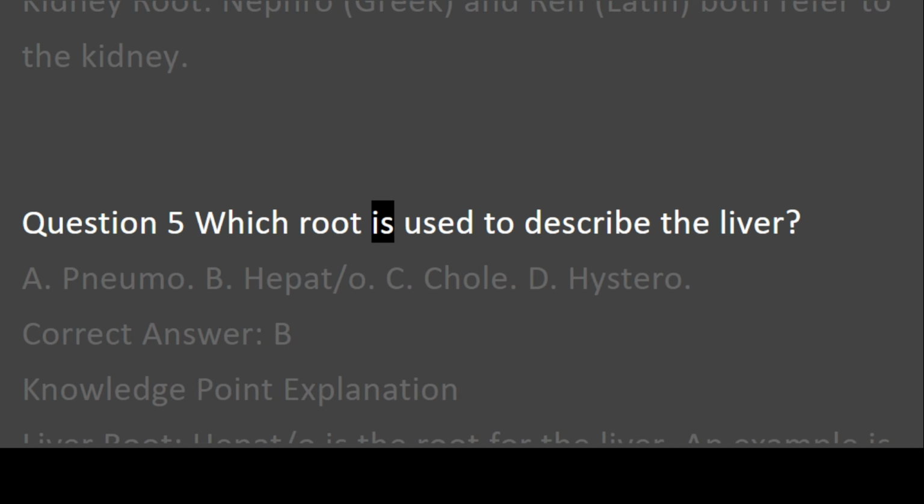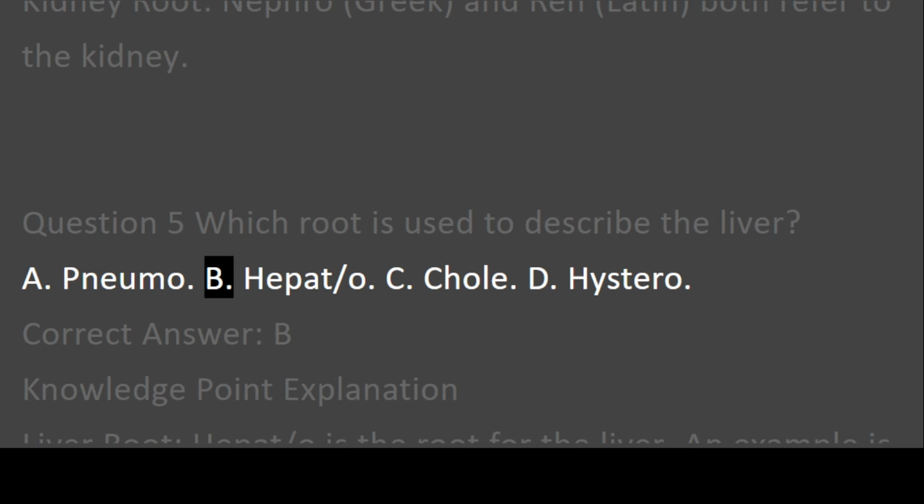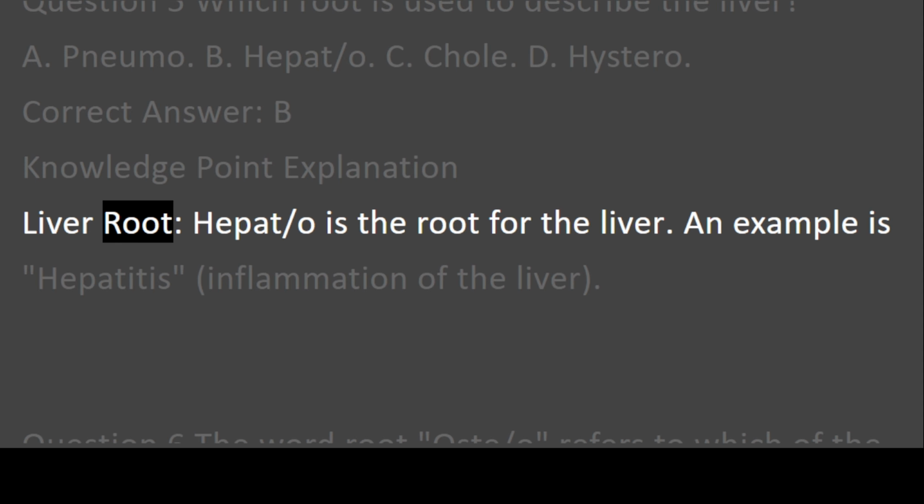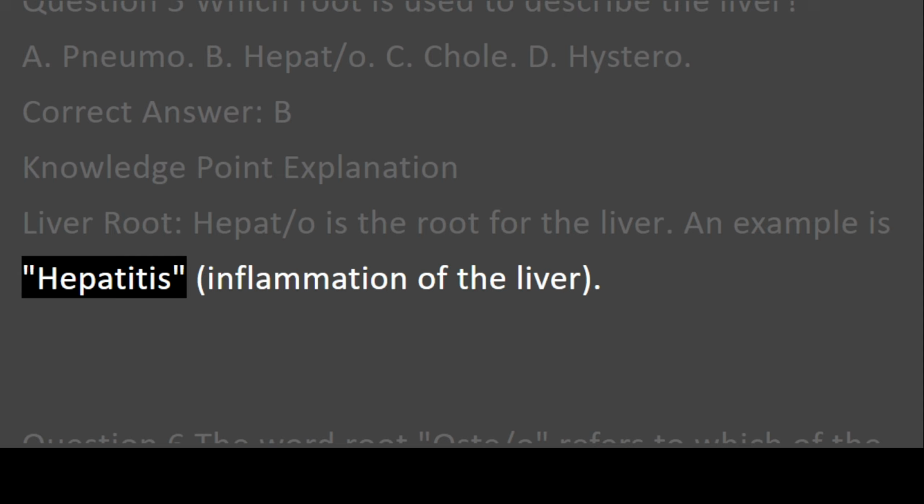Question 5. Which root is used to describe the liver? A. Pneumo. B. Hepat/o. C. Chol. D. Hystero. Correct answer, B. Knowledge point explanation. Liver root, hepat/o is the root for the liver. An example is hepatitis, inflammation of the liver.